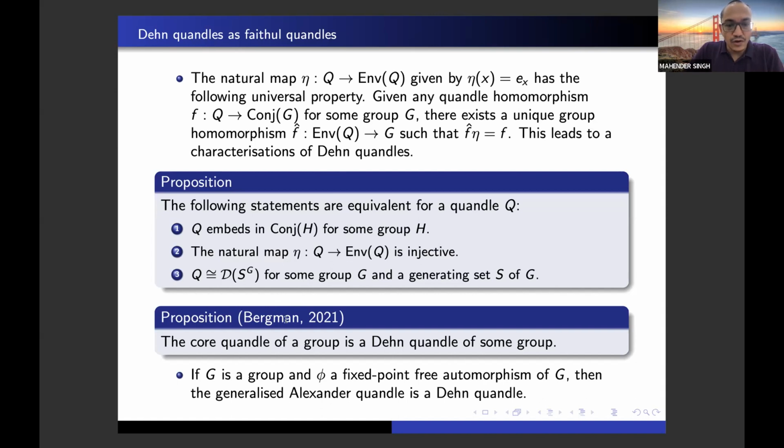And it's a recent work of Bergman, where he proved that core quandles are in fact quandles of this type. So for each core quandle, you can find a group such that the core quandle is isomorphic to the Dehn quandle of some group. Okay, so it embeds inside Conj of H for some group H. In fact, if you take a fixed point free automorphism of a group, then one can show that the generalized Alexander quandle is also a Dehn quandle. Basically in that case, this map is faithful. So core quandles, conjugation quandles, and generalized Alexander quandles are quandles of this type.